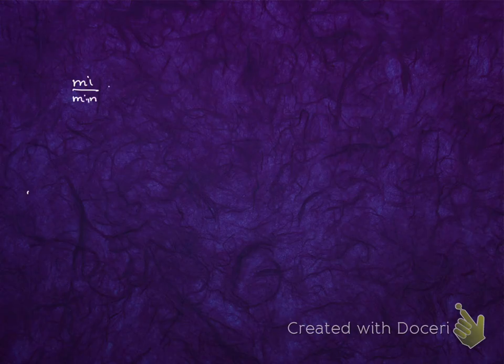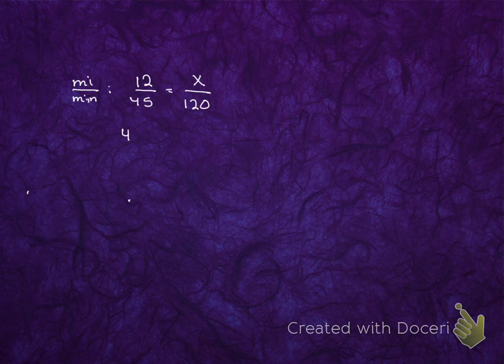over minutes. Okay, so if he can ride 12 miles in 45 minutes, how many miles can he ride in 2 hours? Now, 45 is in minutes, so we need to change 2 hours to minutes. If 1 hour is 60 minutes, 2 hours is 120. Now we will cross multiply and solve for x, okay?